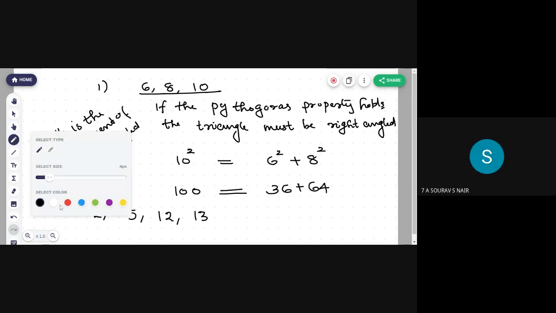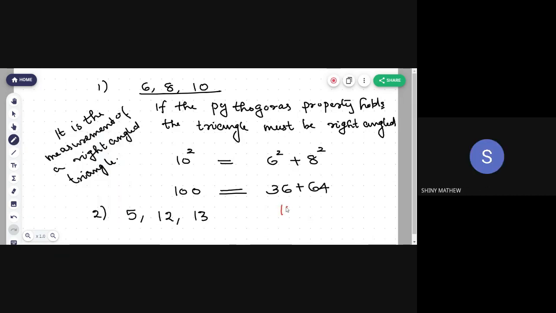13. So അപ്പോൾ നമ്മൾ എന്താ ചെക്ക് ചെയ്യേണ്ടത്? 13 സ്ക്വയർ 5 സ്ക്വയർ പ്ലസ് 12 സ്ക്വയർ ആണോ എന്ന് ചെക്ക് ചെയ്യണം. ഓക്കെ, യു നോ വാട്ട് ഈസ് 13 സ്ക്വയർ? 13 into 13 മൾട്ടിപ്ലൈ ചെയ്ത് നോക്കണം. ദാറ്റ് ഈസ് 169 ആണ് 13 സ്ക്വയർ എന്ന് പറഞ്ഞത്. വാട്ട് ഈസ് 5 സ്ക്വയർ? 25. 12 സ്ക്വയറോ? 12 into 12, 144. 12 സ്ക്വയർ എന്ന് പറഞ്ഞത് 144 ആണ്.